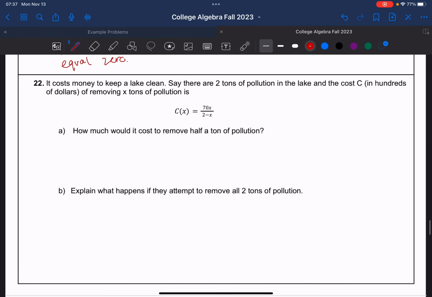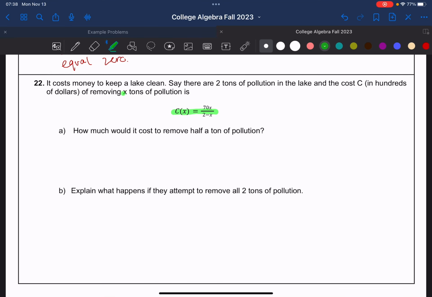Okay. 22 says it costs money to keep a lake clean. Say there are 2 tons of pollution in the lake and the cost C in hundreds of dollars of removing X tons of pollution is the following. So X tons of pollution, C is in hundreds of dollars. So it says how much would it cost to remove half a ton of pollution?